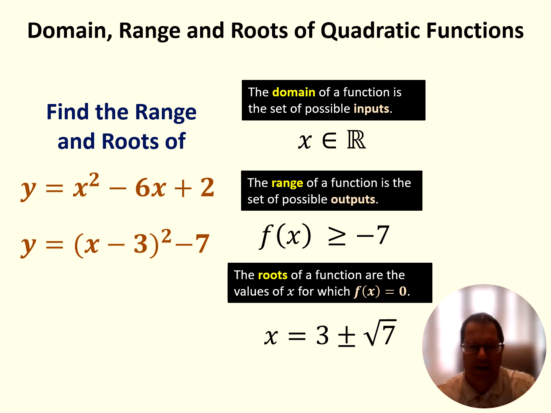quadratic function. If we complete the square, we get (x minus 3) squared minus 7. So that's going to be -7 as a minimum point. So the range is f of x is greater than or equal to -7. It's a positive quadratic, so it has a minimum point. And if we were to put y equal to 0, we could add 7, square root, and add the 3. And our two roots would be 3 plus or minus root 7.